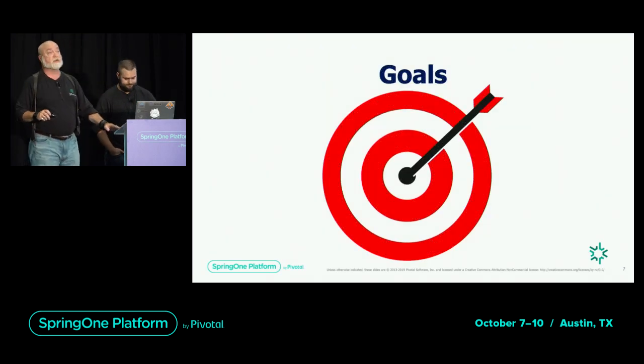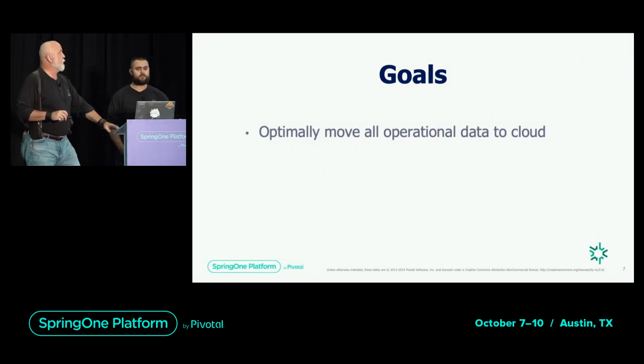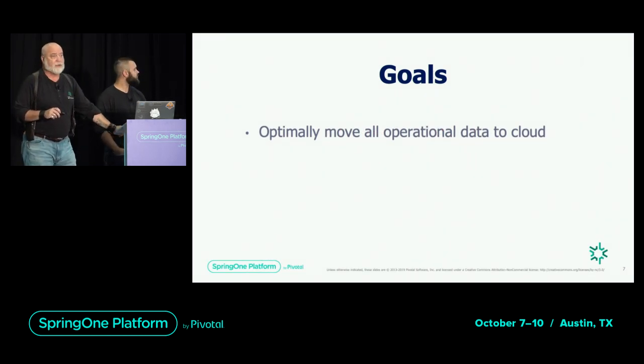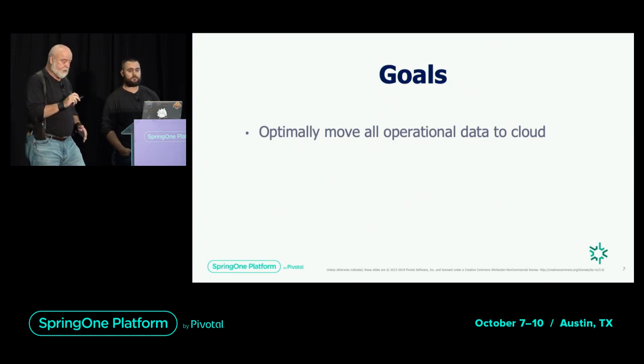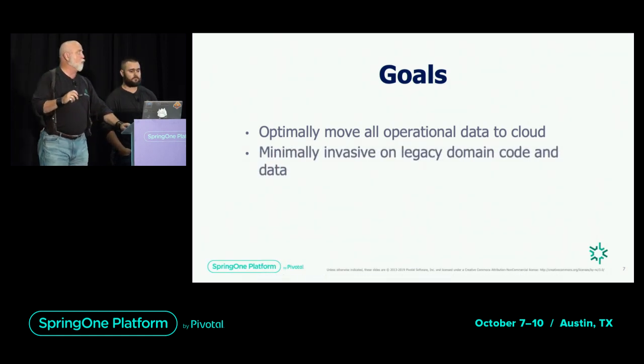So let's take a look at the goals we might consider here. Optimally, we'd like to move all of our operational data to the cloud. Why? Well, it's closer to the application, so there are fewer latency concerns, and fewer concerns about the infrastructure in terms of network hops from a cloud platform into some legacy platforms.